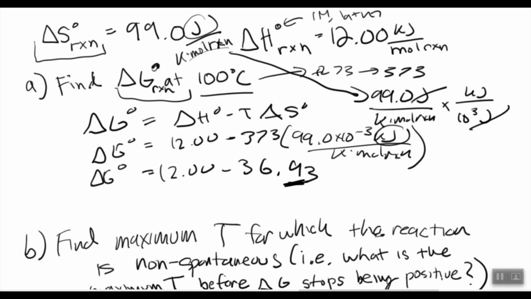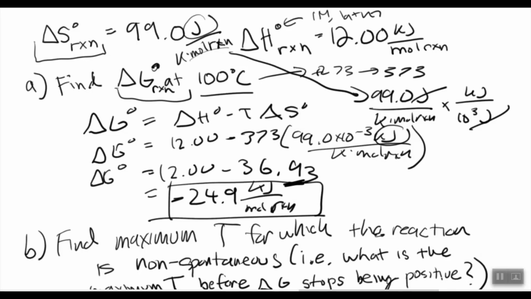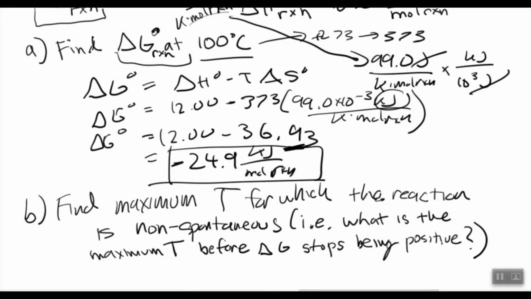What ends up happening is that we get 12 minus 36.93, so we get a ΔG⁰ of negative 24.9. And this is in kilojoules per mole of reaction, the same units as ΔH. Now, let's move on to the next question.